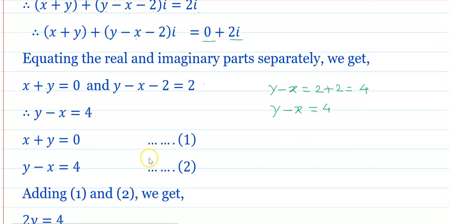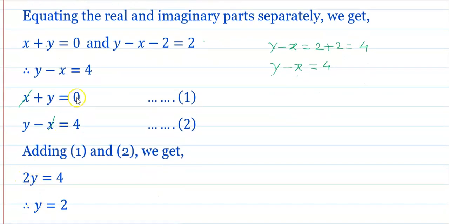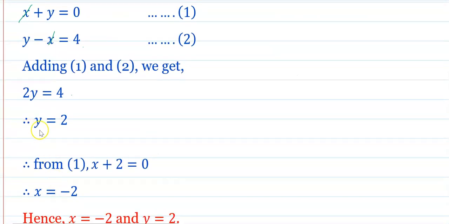Now we have x is equal to minus y, or you can solve these two expressions. y minus x is 4 and x plus y is 0. If we add these two expressions, plus x and minus x get cancelled. y plus y, you are getting 2y. 0 plus 4, this is 4. 2y is equal to 4, and hence y is equal to 4 upon 2, and that is equal to 2.